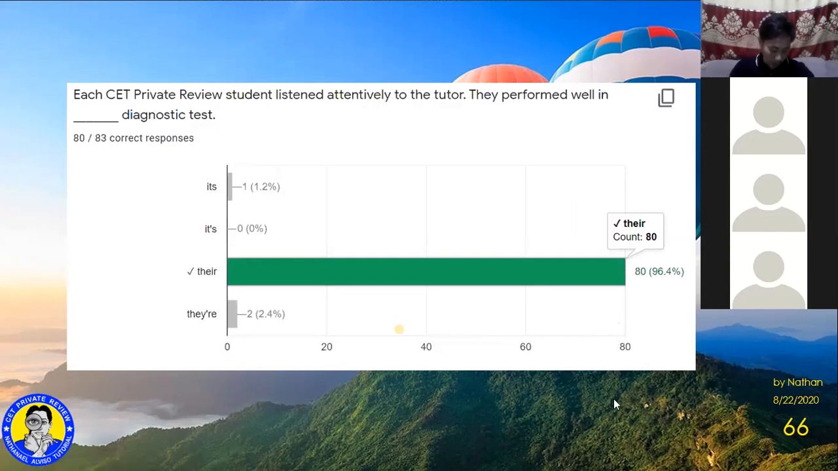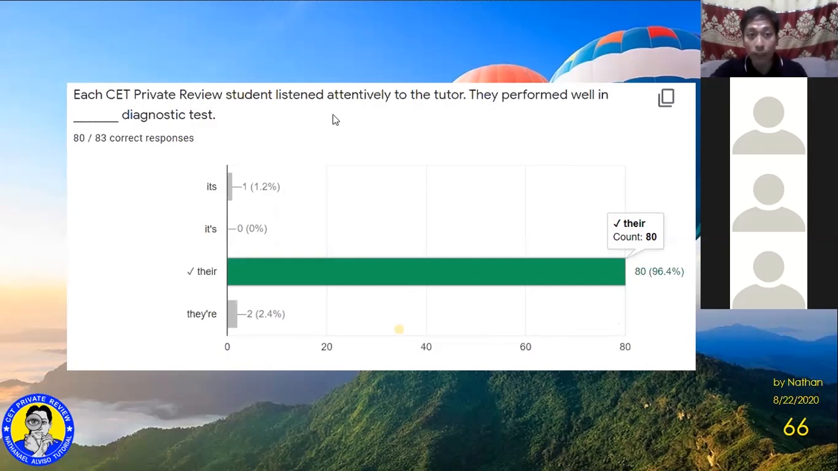Right, next: "Each set review student listened attentively to the tutor. They performed well in blank diagnostic test." So we are referring here to students, okay? Although here I use "each student," meaning one by one, they listen attentively. But here in the second, they are now behaving as more than one, okay?